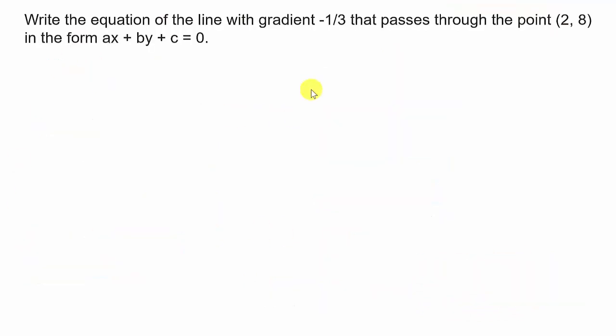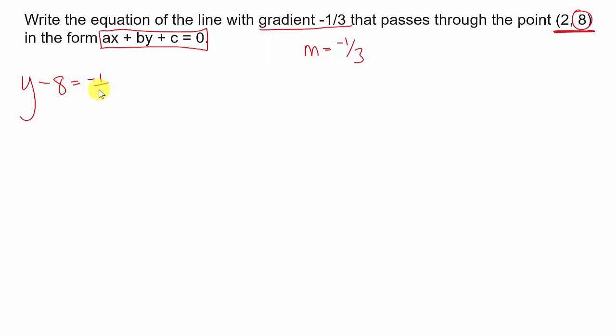Okay, we have one more example. Write the equation of the line with gradient -1/3. So what that's telling me is that m is -1/3 and that it passes through this point. And in this case, we are specifically asked for this form, okay? Now we can't go straight to that form, so we're still going to start with point slope form. We're going to do y minus our y value, which is 8, equals our slope, which is -1/3, times x minus our x value, which is 2. Okay, that's point slope form.